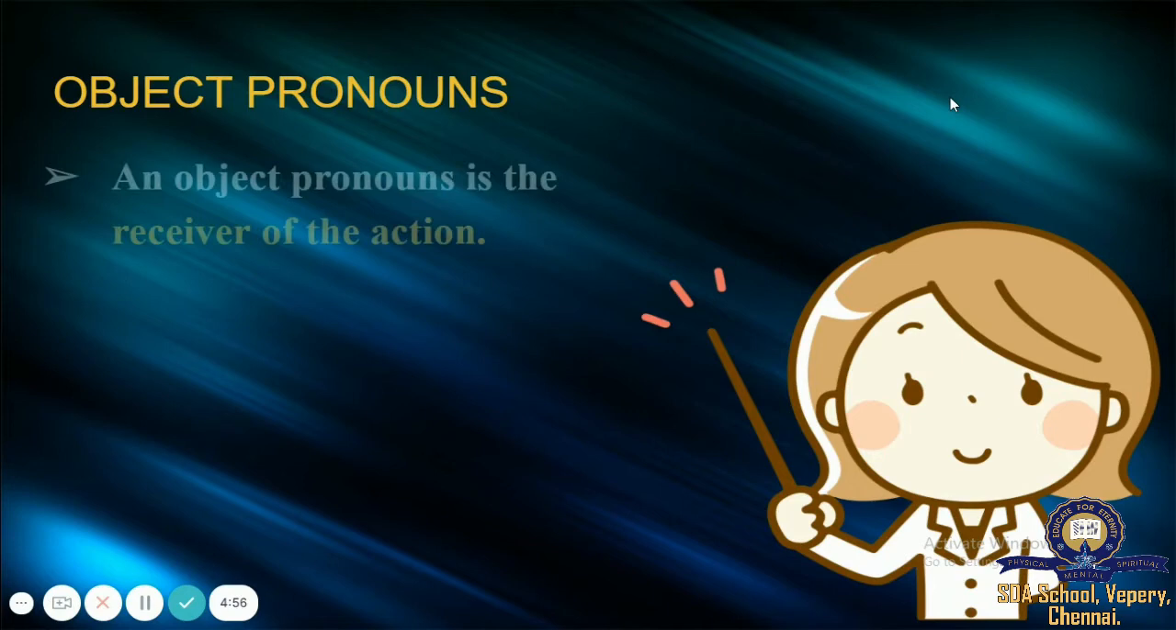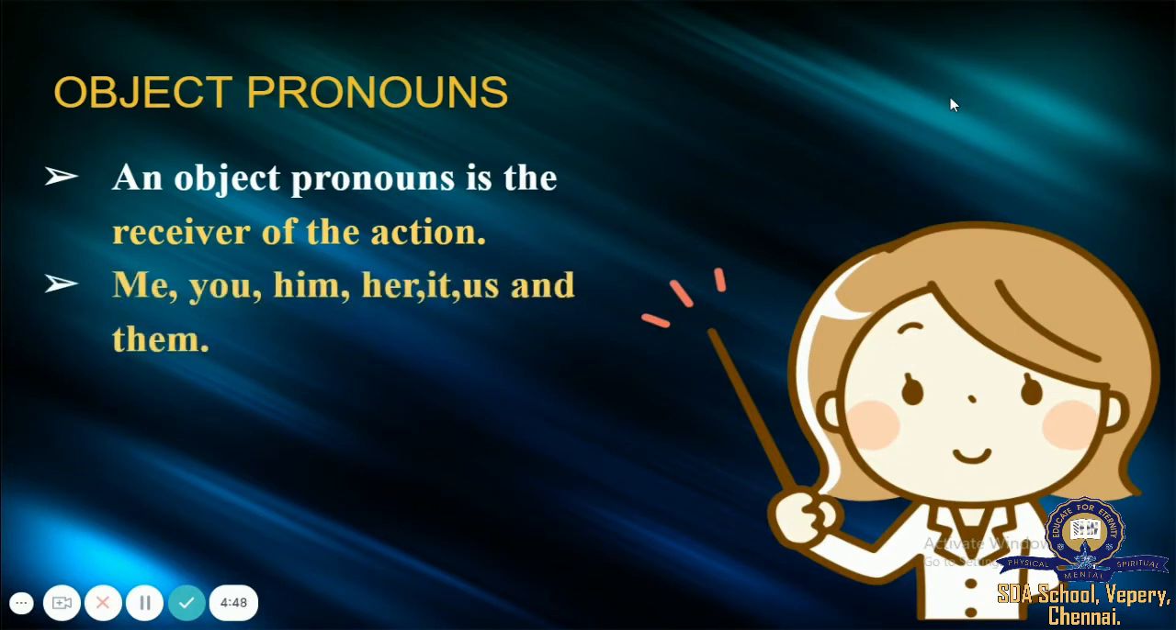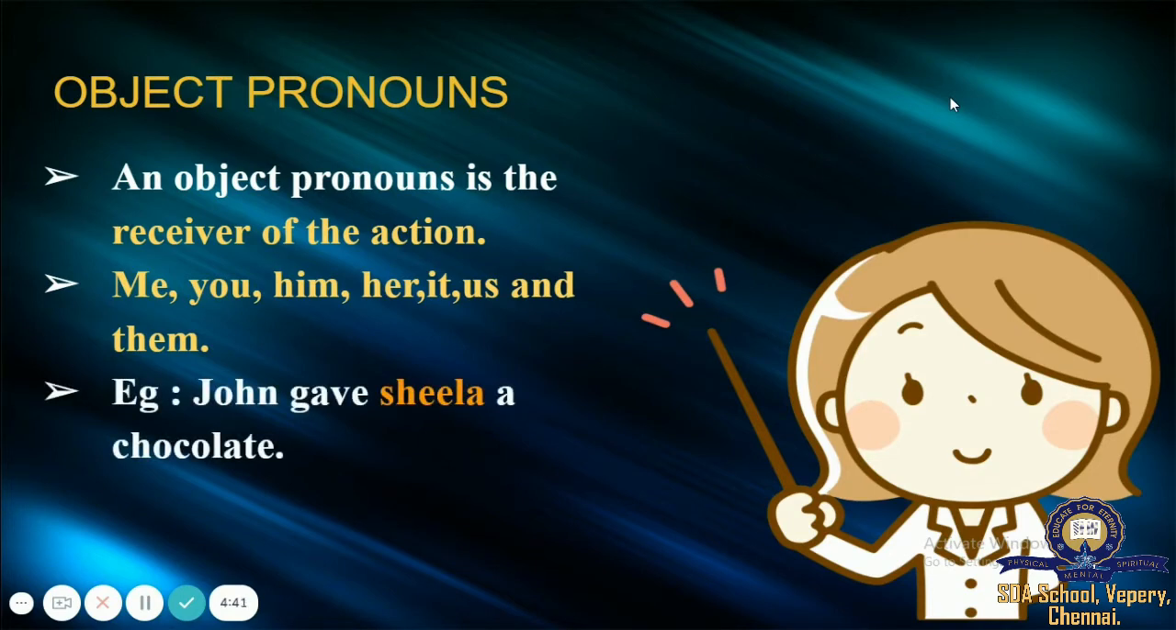Object pronouns. An object pronoun is the receiver of the action. Me, you, him, her, it, us, and them are object pronouns. For example, John gave Sheila a chocolate. So here, who is the receiver of the action? Sheila. So let us replace Sheila with one of the object pronouns. John gave her a chocolate.